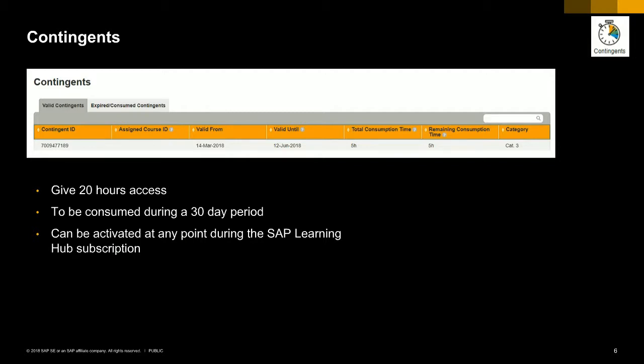So as I was saying before, the contingents give access to 20 hours of system and can be consumed over the course of a 30-day period once they've been activated. But they can be activated at any point during your Learning Hub subscription time. So you could have your contingent right from the beginning of the subscription year and not activate it for 3 months or 6 months, and that would be perfectly fine. The 30 days wouldn't start ticking until that point.